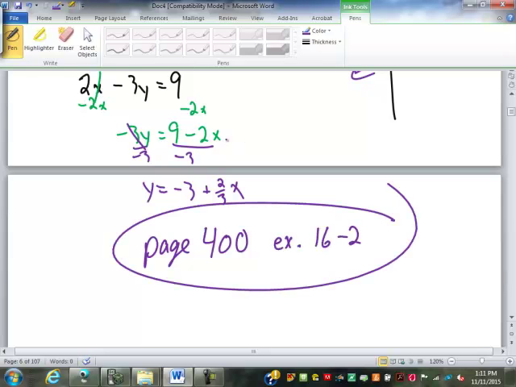In your book, page 400, exercise 16-2. That's it. Just that one section. Only one page. I'm going soft.